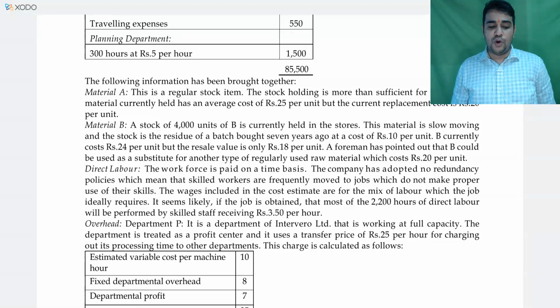The company has adopted a no redundancy policy, which means that skilled laborers are frequently moved to jobs which do not make proper use of their skill. Wages included in the cost estimate is for the job which ideally require. It seems likely that if the job is obtained, most of the 20 to 100 hours of direct labor will be performed by skilled staff receiving 3.5 per hour.